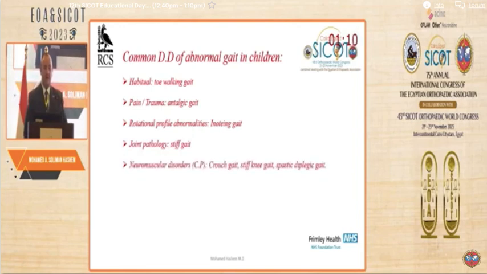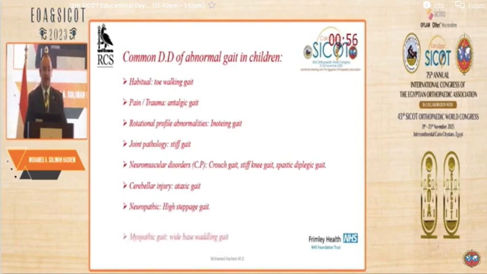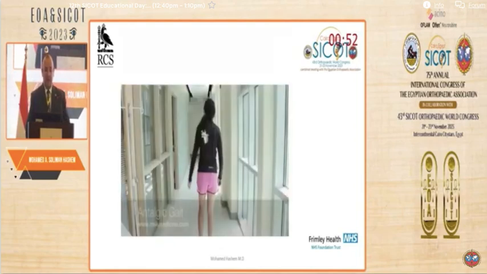And it could be due to neuromuscular problem like the CP, which gives us the characteristic crouch gait, stiff knee gait, and the spastic diplegic gait. Could be due to cerebellar injury like the ataxic gait, and it could be due to neuropathy, giving you the high steppage gait, and lastly, myopathic gait, which is a wide-based waddling gait. And so we have a look at this.